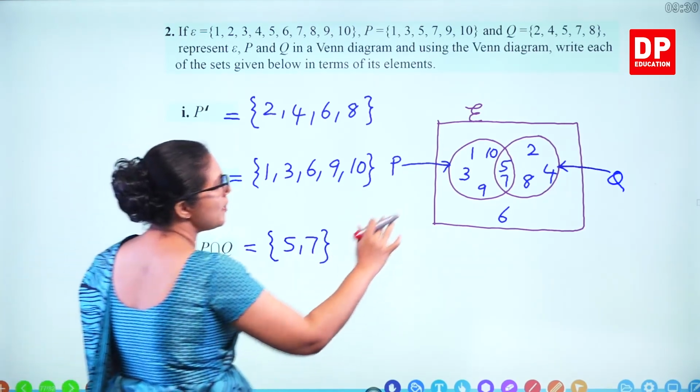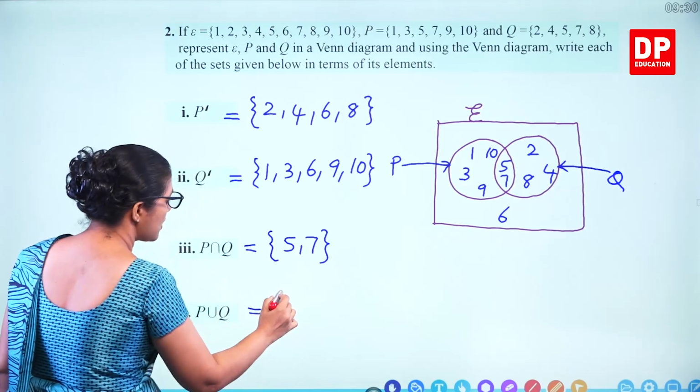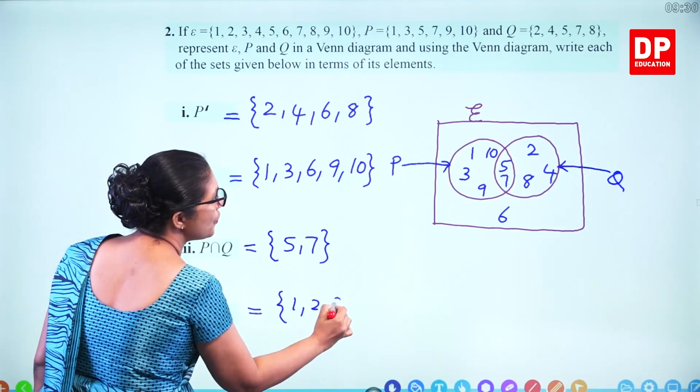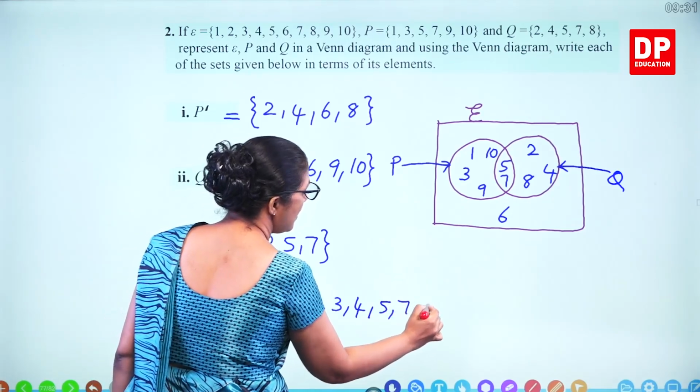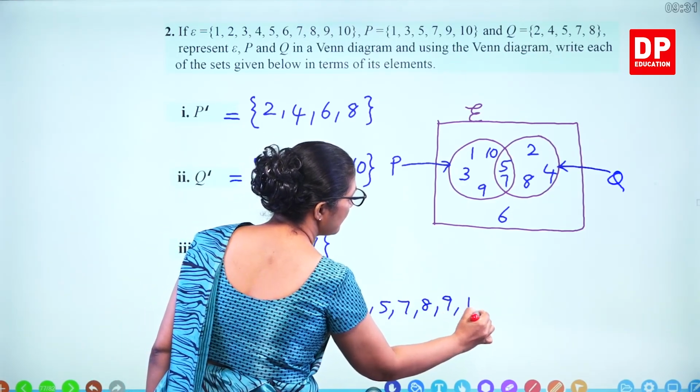P union Q means inside the two circles. 1, 2, 3, 4, 5, 6 you can't write. 7, 8, 9, 10.